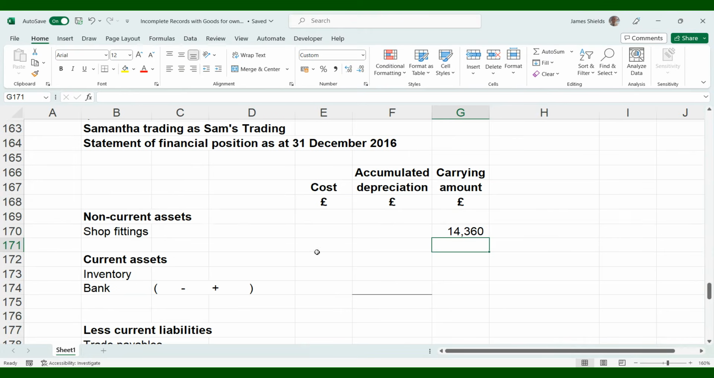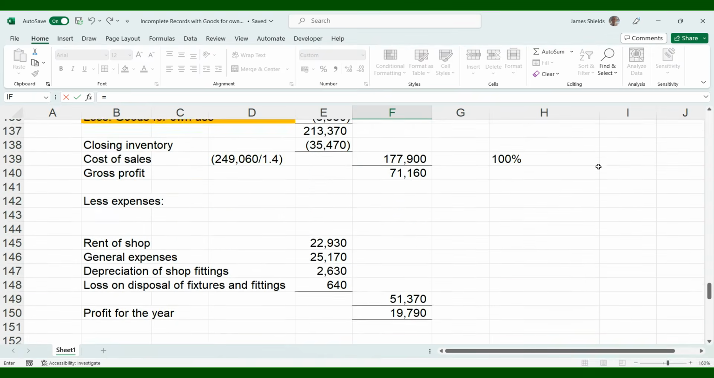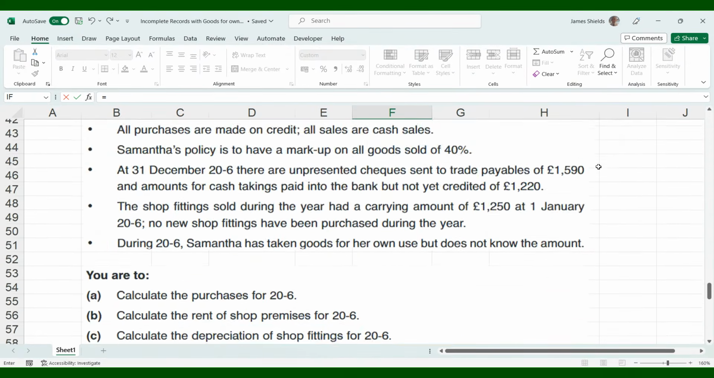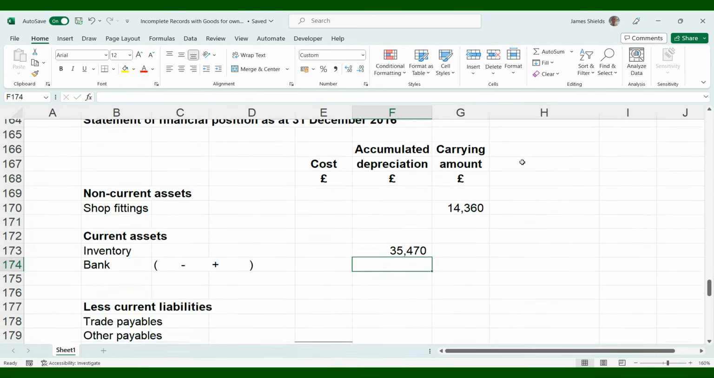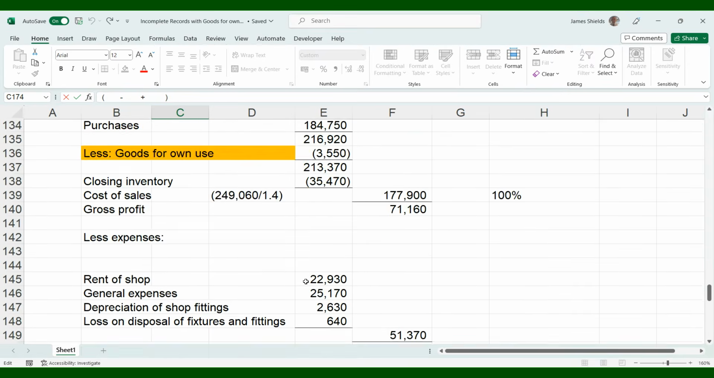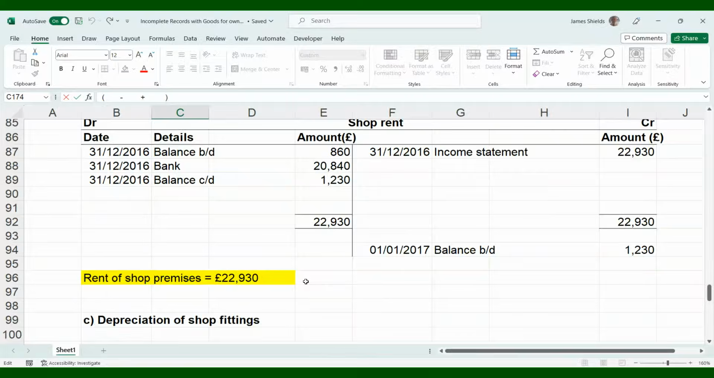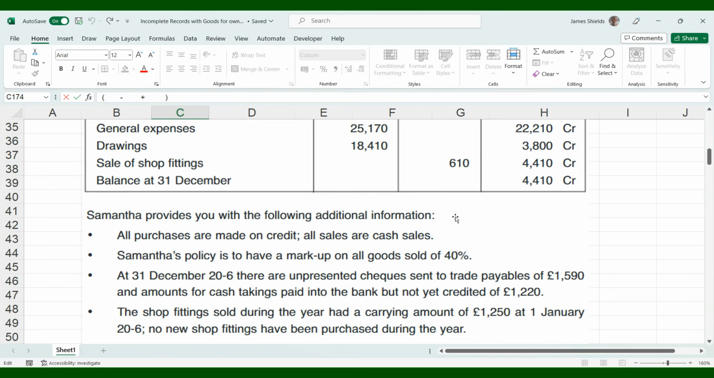Current assets. So we want to close the inventory first of all. The closing inventory again, we'll go right back to the beginning of the question. This will be the 31st December for inventory. We've got £35,470. Now the bank, we've got to be a bit careful on the bank now. So the bank, the balance in the bank on the bank statement at the end of the year was £4,410.